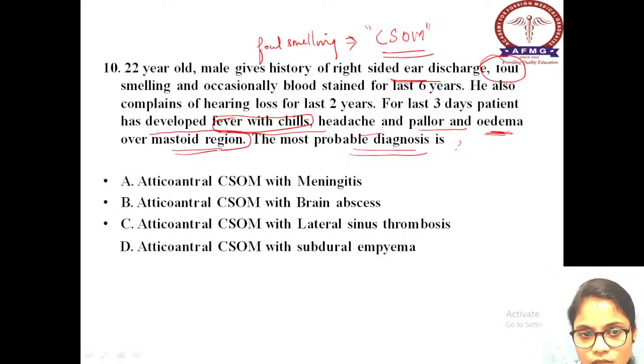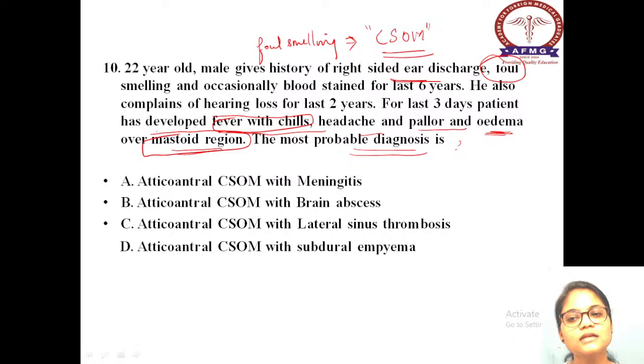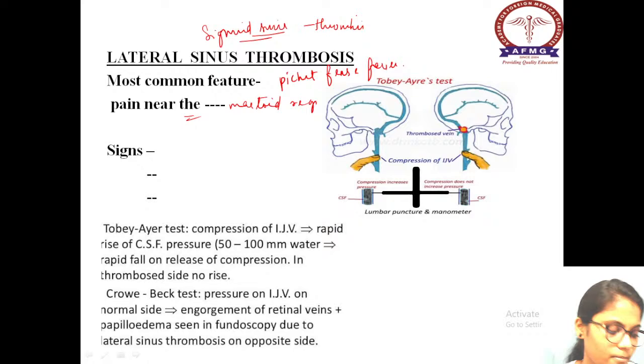So what is the most probable answer for this? Option A, B, C or D. Atticoantral CSOM, that is fine. These are unsafe CSOM, but along with that there will be a problem which is causing other symptoms. Either it might be meningitis or brain abscess or lateral sinus thrombosis. Along with that, subdural empyema will be there. And the answer over here is yes, I hope you people would be right here. That is atticoantral CSOM along with a lateral sinus thrombosis, with pain near the mastoid region.